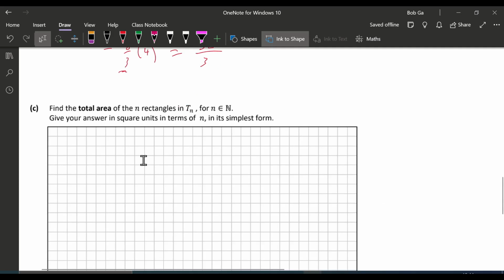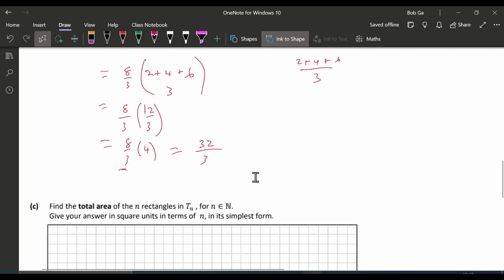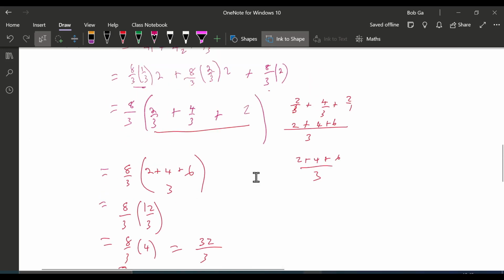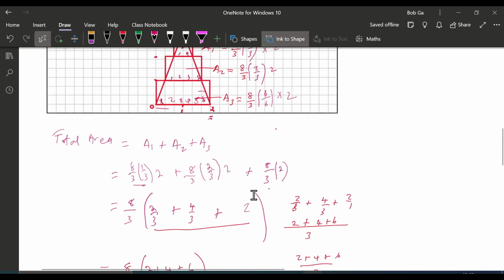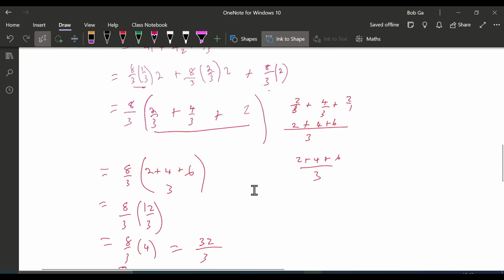Alright, so we're now on the C part, and we're asked to find the total area of the n rectangles in Tn for n in natural numbers. Give your answer in square units in terms of n in its simplest form. So we can borrow information from the previous example solutions that we provided.